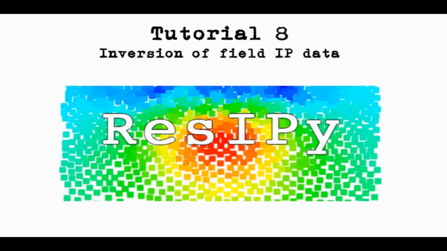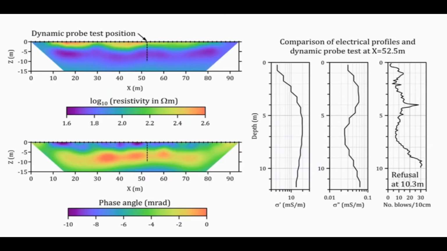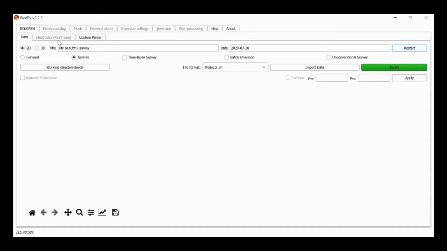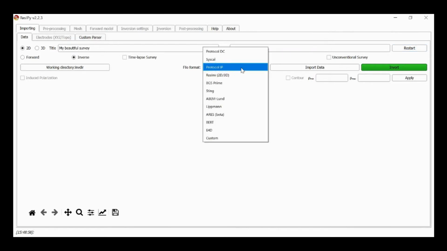In this example, we're going to look at an IP inversion using a field data set, and this is shown in figure 5.28. So in this case, we need to read in our data, and we've got data for this particular problem separated into two files, one containing the normal measurements and the other containing the reciprocal measurements.